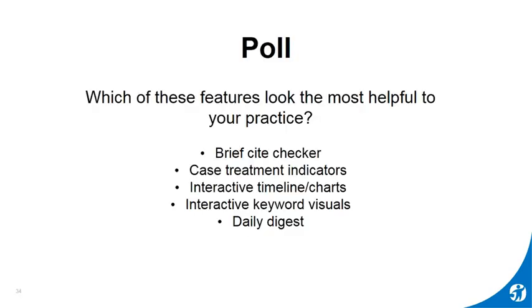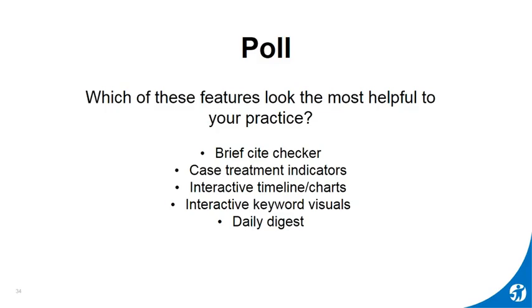So now I'm going to do another poll, and this will help me get a better understanding too of which of those features are most meaningful. Which of these features look the most helpful to your practice? The brief site checker, that's like Casemaker. When you download it, it tells you whether it's good law or not, it gives you a report. Case treatment indicators, meaning negative treatment or positive treatment. Interactive timelines or charts, either one of those. Interactive keyword visuals, or a daily digest. Thank you, Charity. All right, everyone knows what to do now.